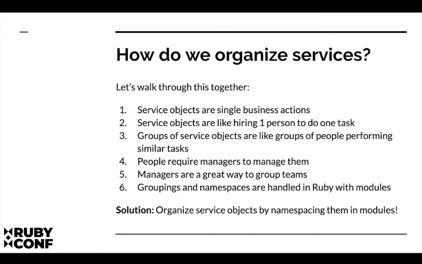So let's walk through how we organize services, how we can possibly organize the service objects and try to come up with a solution together. Service objects are single business actions. Service objects are essentially like hiring one person to do one task. And groups of service objects would therefore be like groups of people performing similar tasks together.